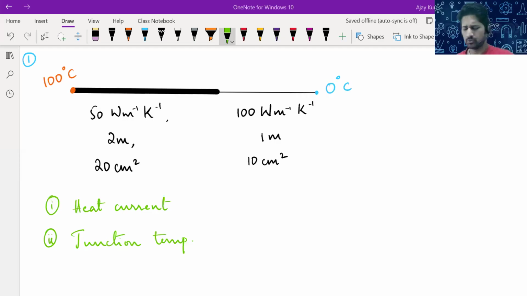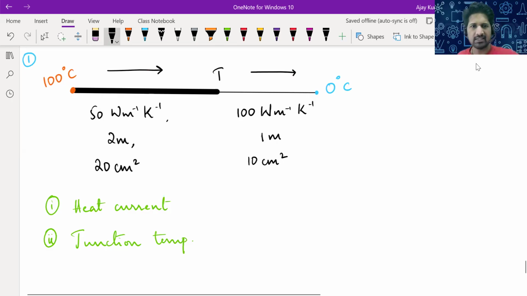There are two ways to proceed as we had discussed. You can assume the junction temperature is T and write an equation like heat current in this part is equal to heat current in this part, because as I said, steady state is established, so heat current should be same in every part. That is one way to solve, and with that you can get the junction temperature, and then using junction temperature you can tell the heat current also.